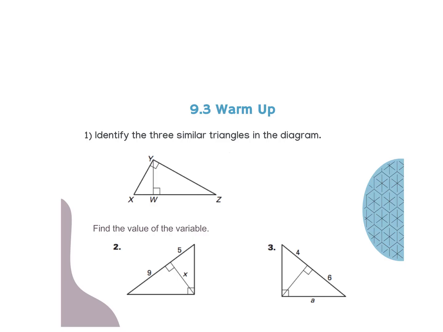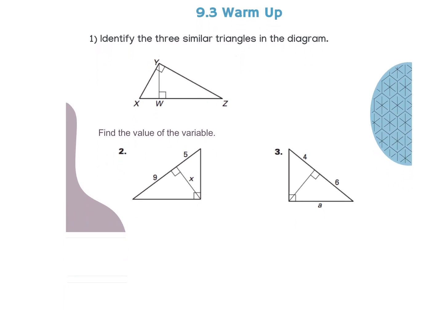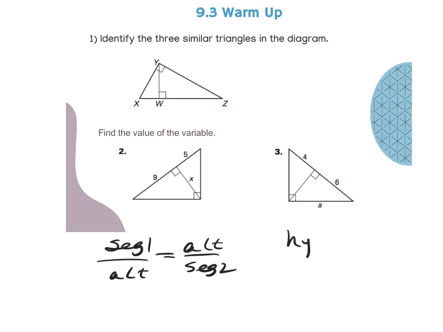And then lastly, 9.3, you're going to need to write a similarity statement and also use the two proportions, the two geometric mean proportions we learned. Geometric mean altitude: this one would be segment 1 over altitude, altitude over segment 2. This one would have been hypotenuse over leg, leg over its SOHAL, segment of the hypotenuse adjacent to the leg.